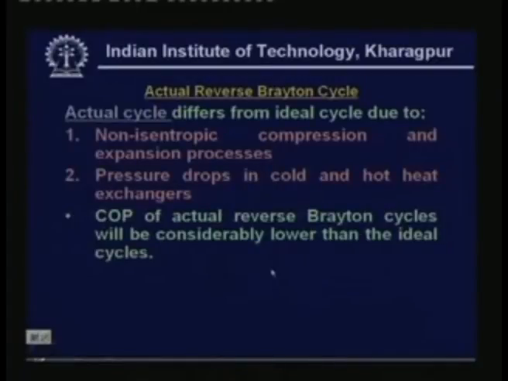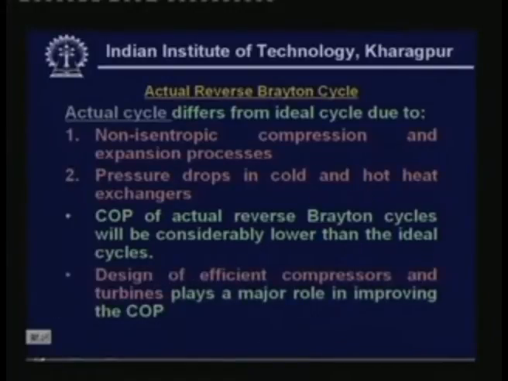So we find that COP of actual reverse Brayton cycles will be considerably lower than the ideal cycle because of these two effects: reduction in the cooling output and increase in the net work input. In fact, the reduction could be quite considerable depending upon the design, and one way of improving the system performance is to design efficient compressors and turbines. Actually, this is a very critical issue. So if you want to have a good efficiency, you must have efficient compressors and turbines.